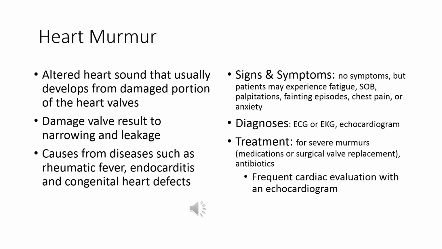A murmur is an altered sound that usually develops from a damaged portion of the heart or heart valves. The four valves in the heart serve as gates to maintain a forward flow of blood. Damage of the valve can result in narrowing or leakage. Some murmurs may occur in individuals such as athletes and babies without underlying heart disease, and they are not harmful.